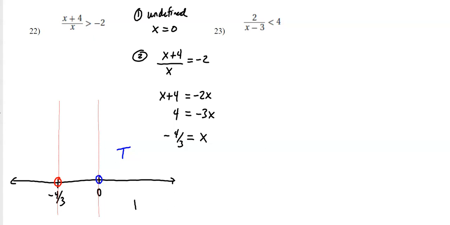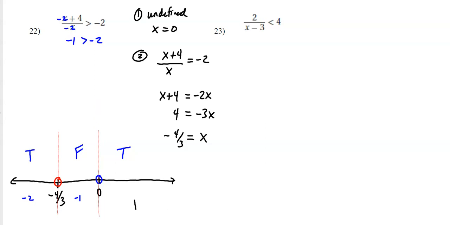Let's try another point. If I try a point in here, maybe I'll try -1. So -1 plus 4 divided by -1. So that's 3 over -1. Well, that's -3. And that's false. -3 is not bigger than -2. So that region does not work. And try the last one. If I go over here, I'll pick something like -2. So -2 plus 4 divided by -2. Well, that ends up being -1. And -1 is bigger. So this is the true region.